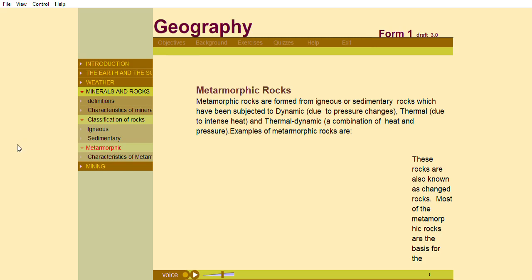Examples of these rocks include the igneous granite rock, which under pressure changes to jade. Sedimentary sandstone rock changes to quartzite. The sedimentary clay rock changes to slate due to heat. The sedimentary shale under great heat changes to schist. The sedimentary limestone rock changes under great heat to marble.